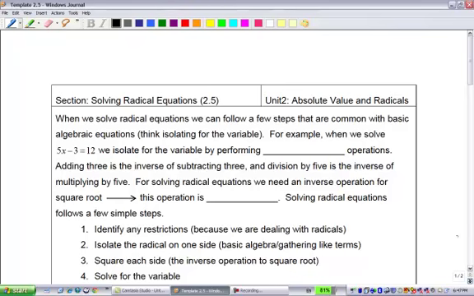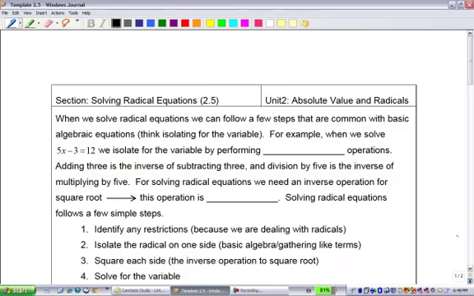Welcome to Absolute Values and Radicals for Pre-Calculus Math 11. Today we're going to be taking a look at solving radical equations, section 2.5. When we solve a radical equation, we can follow a few steps that are common with basic algebraic equations.